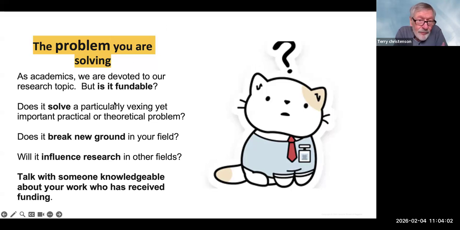So, are you solving a vexing problem, a practical or theoretical problem that's been around for a while? Are you breaking new ground? Are you influencing research in your field and adjacent fields? I would strongly urge you, particularly if you're early on in a grant proposal writing situation, to talk with someone knowledgeable about your research in your field, someone who knows your research and who has received funding. And just talk about this issue of are my ideas and how I'm approaching this fundable? I think this is very important for you to do this.